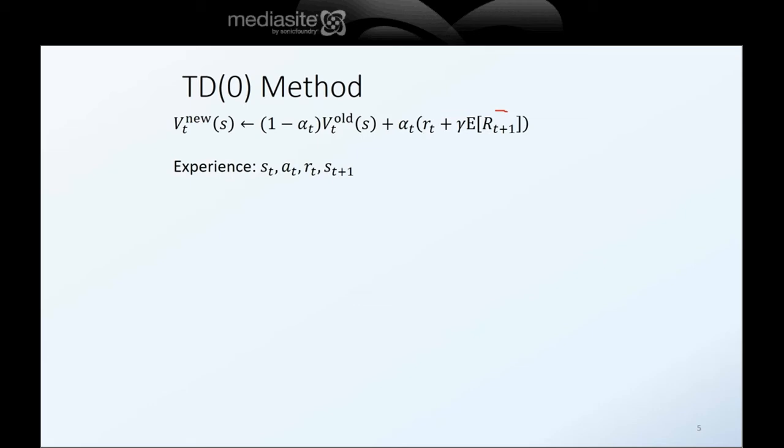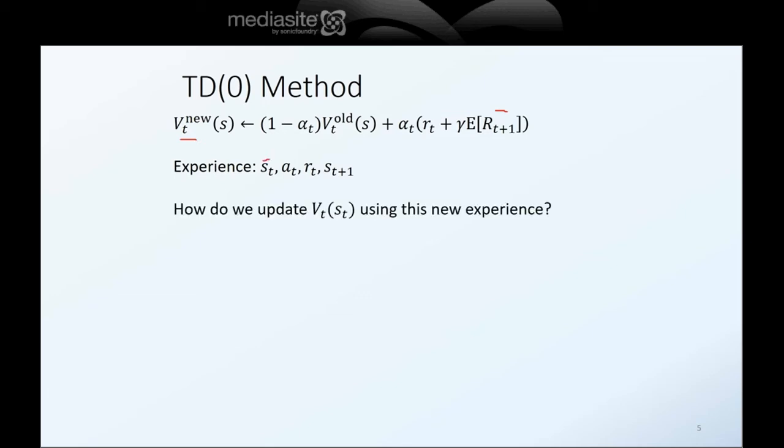Okay, so now how do we, within this episodic setting, use this experience, S_t, A_t, R_t, S_{t+1}. So this is one step, and we're not using A_{t+1} at this stage. So it's not SARSA, it's just SARS. And using this experience, how do we update our V_t new of our current state S_t?